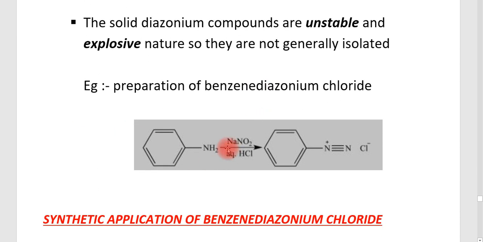And one example is given here, that is the preparation of benzene diazonium chloride. But normally ഞാൻ എടുക്കുന്ന amine ഏതായിരിക്കണം? It is C6H5NH2.